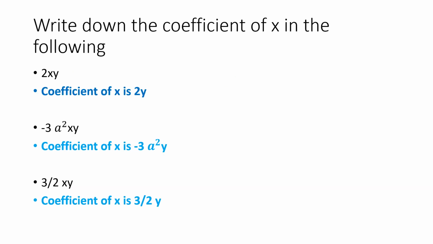Now this is the next question. Write the coefficient of x in the following. So coefficient of x means what is with x. So I'll just remove x from here. So what is left? 2y. So the coefficient of x is 2y. Here I have to remove x. So what is left? Minus 3a square y. So that is the coefficient. Coefficient of x. Coefficient means what is with x. So minus 3a square y.